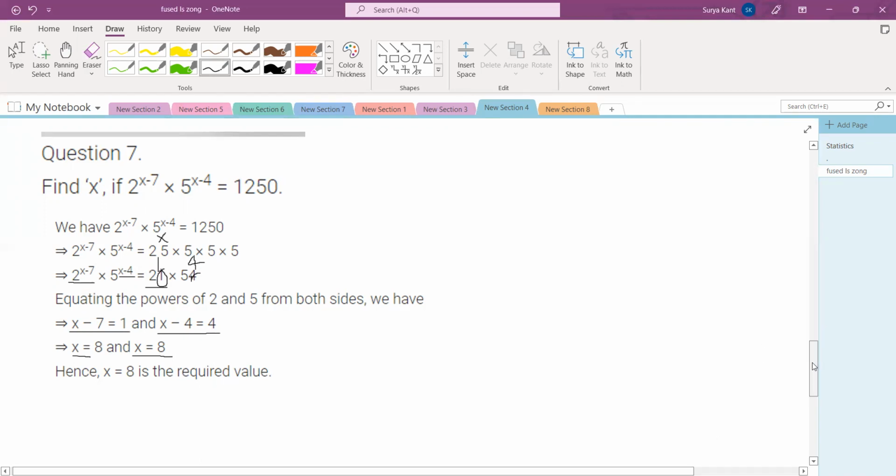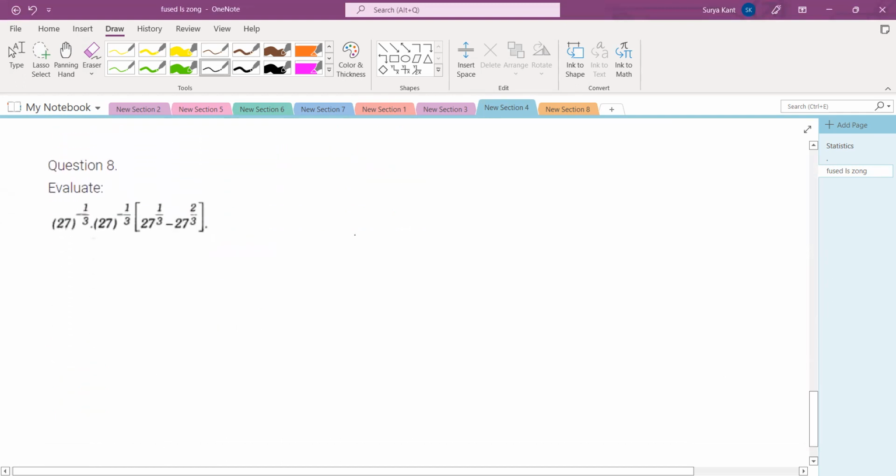Next question, you see, just find the answer for this. Sir, is that multiplication between the first number and second number? Yes, the dot multiplication. Okay, sir.